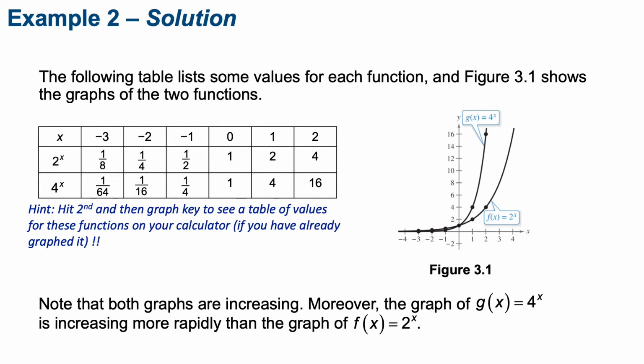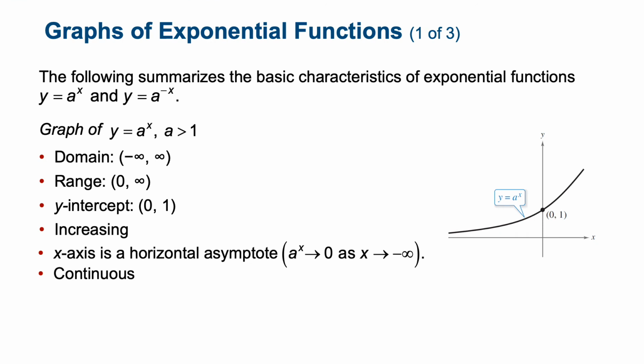Also, which makes perfect sense, the graph of 4 to the power x is increasing more rapidly than the graph of 2 to the power x. So at 1, 2 to the x is 2. At 1, 4 to the x is 4. At 2, 2 to the power x is 4. And at 2, 4 to the x is 16. Huge difference, right?